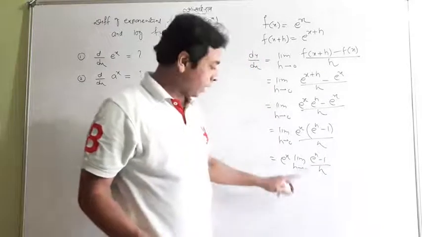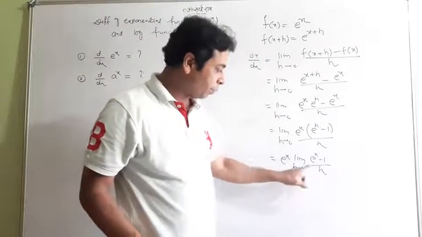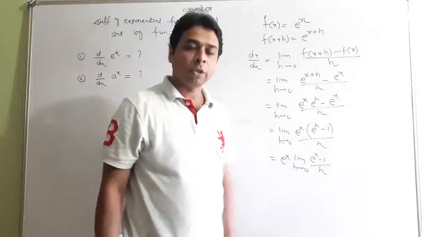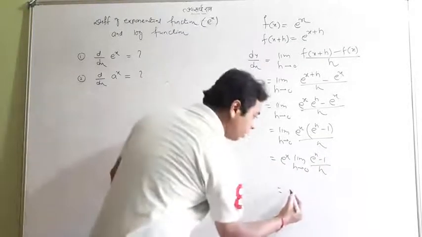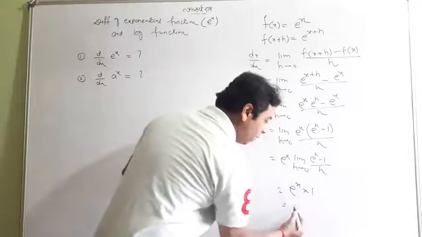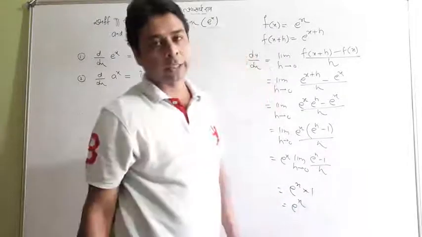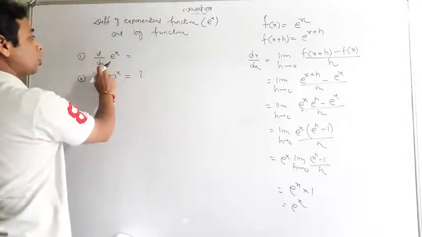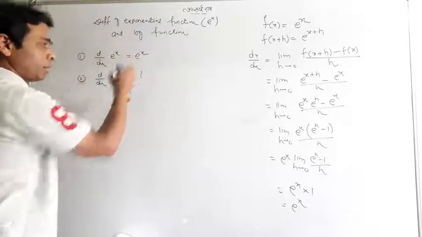And you remember that when h is coming here, limit h tends to 0 of e to the power h minus 1 upon h is 1. This is a class 11 concept under limits. So we have the answer 1, and we got the formula e to the power x. Ultimately we have got the formula: the differentiation of e to the power x is itself e to the power x.